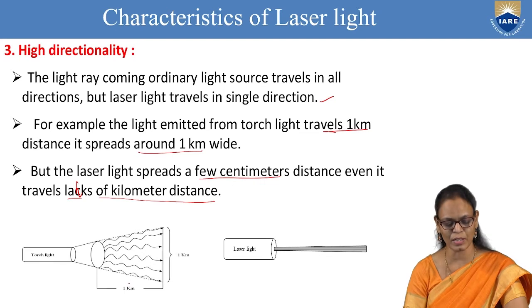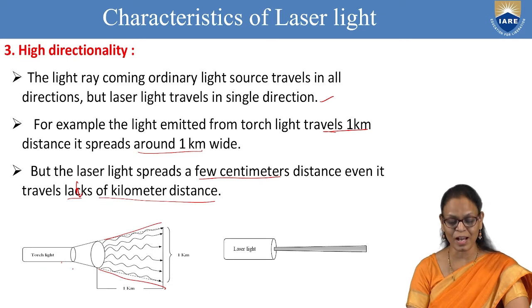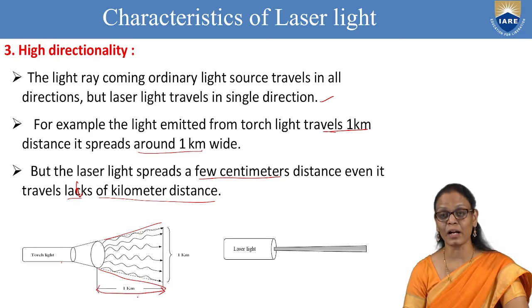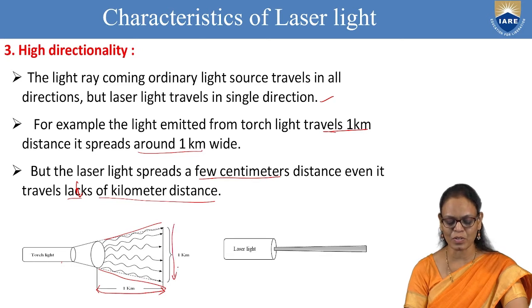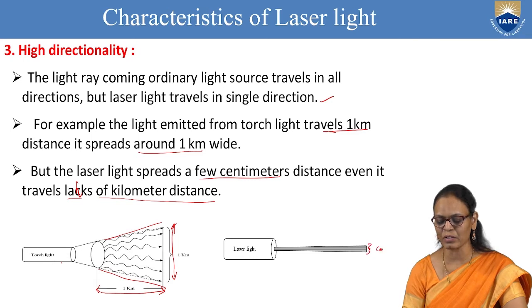a few centimeters. Here you can see in the diagram, this is the light that is emitted by the torchlight. So the light emitted is spreading. This is what we call divergence. When it is traveling through a distance of 1 kilometer, we are scaling up, and it is spreading through a distance of 1 kilometer. But when you take laser light, even if it is traveling through lakhs of kilometers, it will spread only to a few centimeters. So this is what we have to understand about directionality.